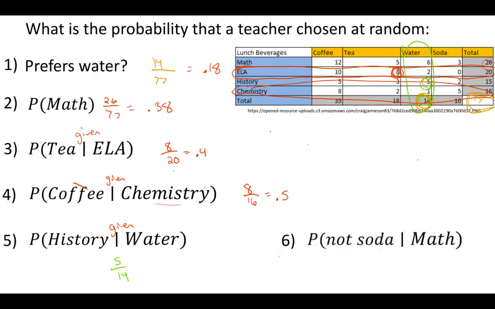And last but not least, it's going to be just a tad different. What's the probability of not soda given math teachers? So we only care about math teachers in this one. It's the top row. Now it says not soda. Not soda means everything else. So we're just going to need to do a bit of adding. Not soda, we got 12 for coffee, 5 for tea, so 17. Water is 6, so that's 23. Soda is 3, not including those because we want everything but soda. So that's going to be 23 not sodas out of the total number of math, which is 26.